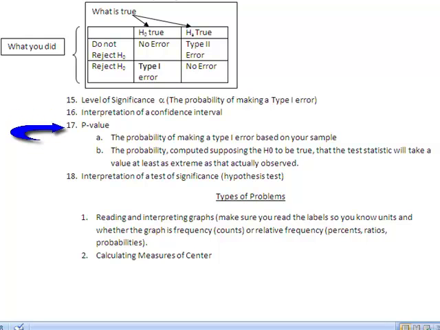You need to understand how to calculate a p-value and to understand what the p-value is. When we do a test of significance, we get a test statistic. From that test statistic, we get a p-value. The p-value is basically the probability of making a type 1 error based on your sample. Or another way to look at it, it's the probability computed, supposing that the null hypothesis is true, that the test statistic will take a value at least as extreme as that actually observed in your sample.